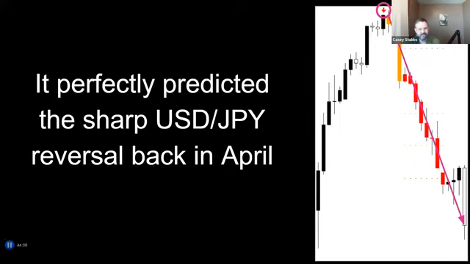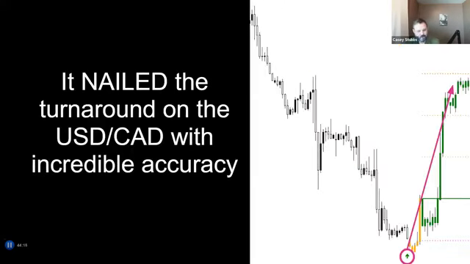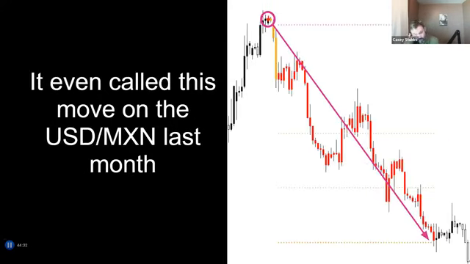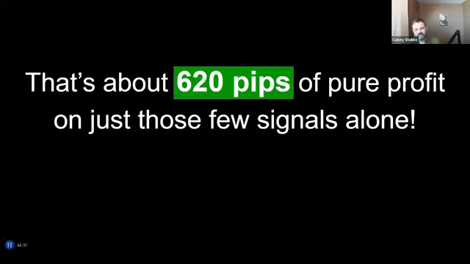It perfectly predicted the sharp USD yen reversal back in April. And it nailed the turnaround on the USD CAD with incredible accuracy. It could have told you to sell the euro dollar right at the top for a big gain. It even called this move on the USD Mexican last month. That's about 620 pips of pure profit on just those few signals alone.